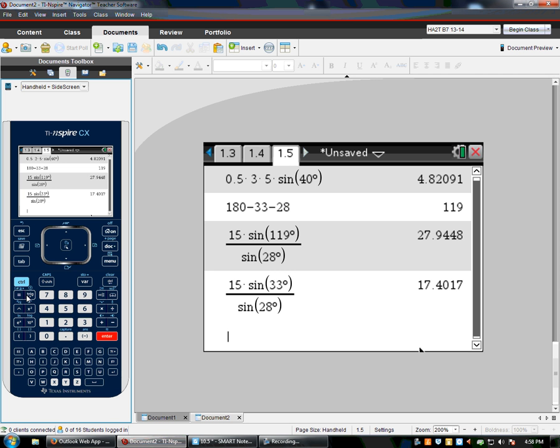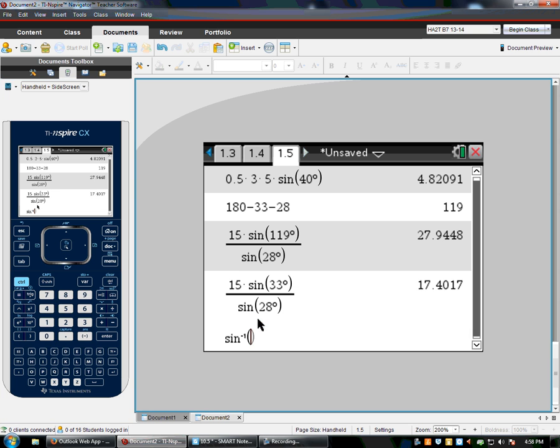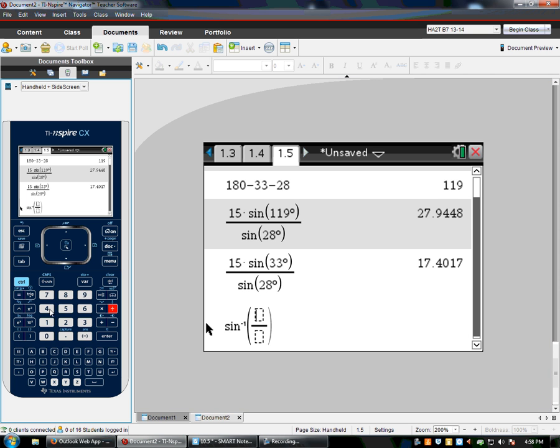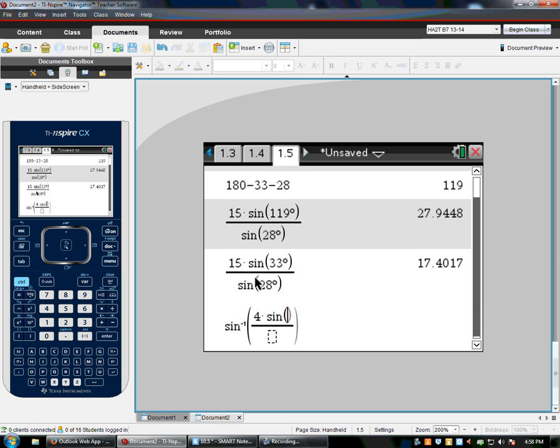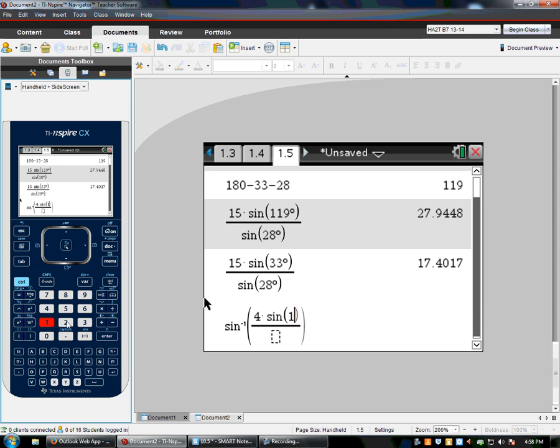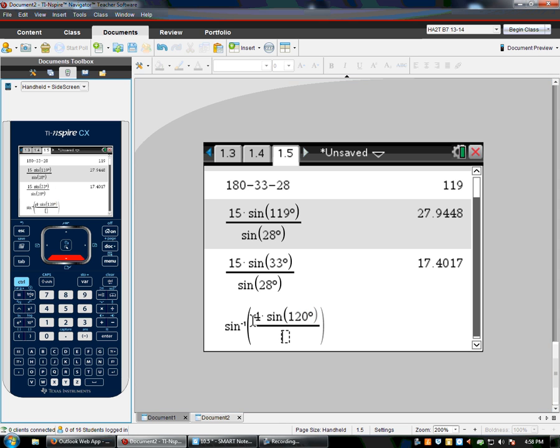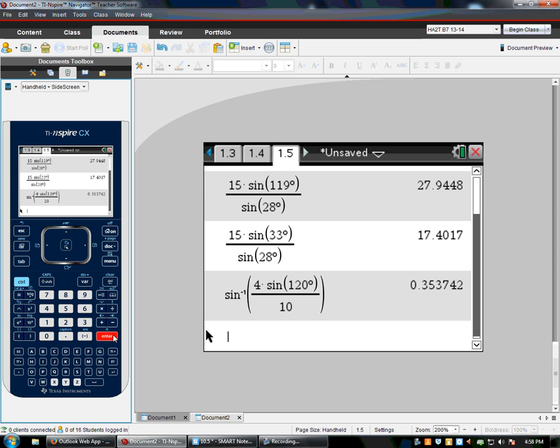On my calculator, in that trig key, you'll find sine inverse. We have a fraction we're going to put in here. We have 4 multiplied by the sine, and our angle was 120 degrees. Make sure you put in that degree symbol. And then divided by 10. Parentheses are very important here. Make sure the sine is of this entire function. So we will find out in this case that our value is 0.35.